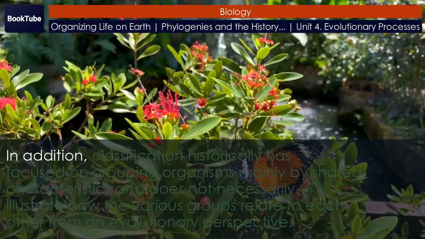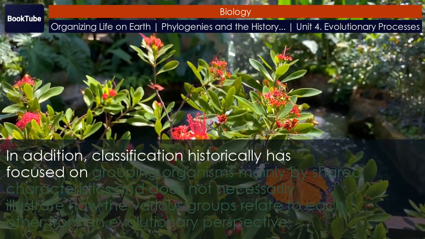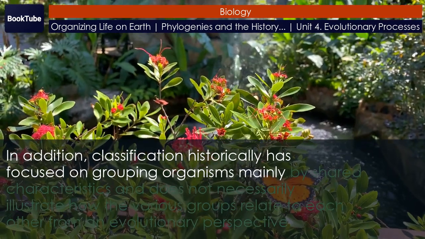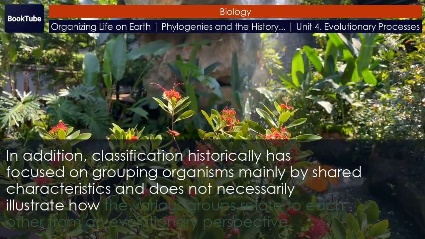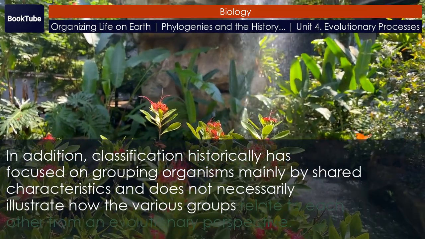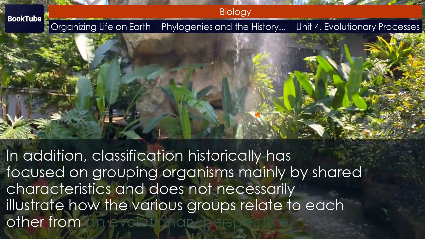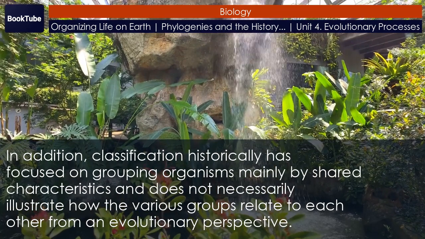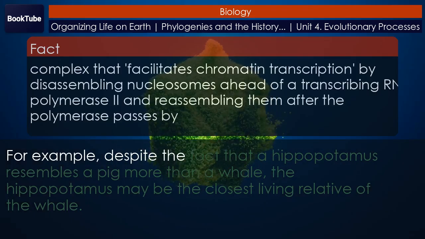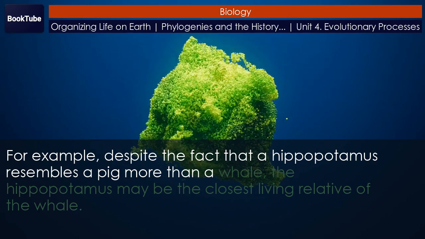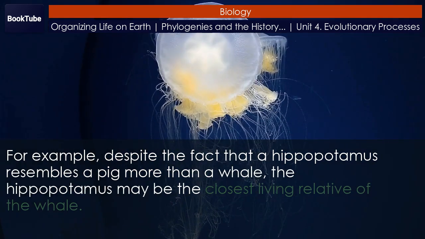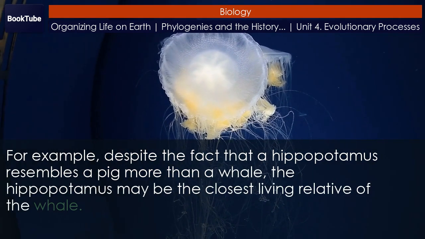In addition, classification historically has focused on grouping organisms mainly by shared characteristics and does not necessarily illustrate how the various groups relate to each other from an evolutionary perspective. For example, despite the fact that a hippopotamus resembles a pig more than a whale, the hippopotamus may be the closest living relative of the whale.